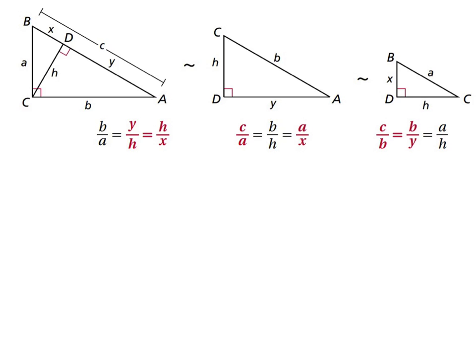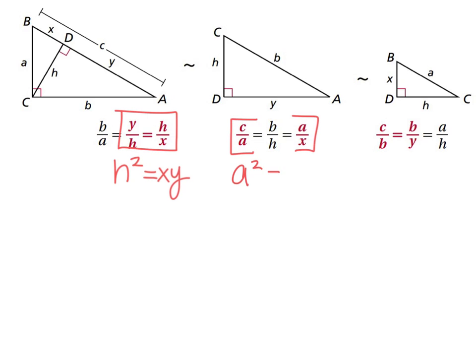So notice what's happened. Everything in red represents the relationships involving the geometric means because they have the same letter. So watch what happens if I cross multiply only what's in red. H squared equals X times Y. These two, A squared equals CX. And lastly, B squared equals CY.